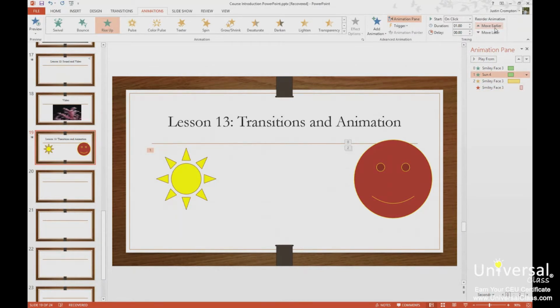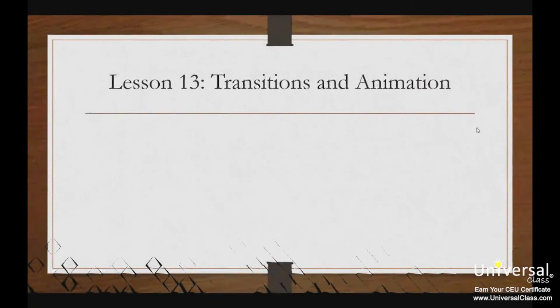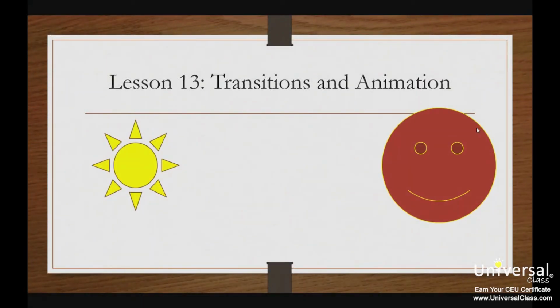So I'm going to move this earlier. Now notice, because sun is on click and smiley face 3 is not, I get a 0 and a 1. I'm going to change sun 4 to with previous. Notice the number goes away. So now my smiley face and my sun will appear at the same time. There you go. There's my smiley face.